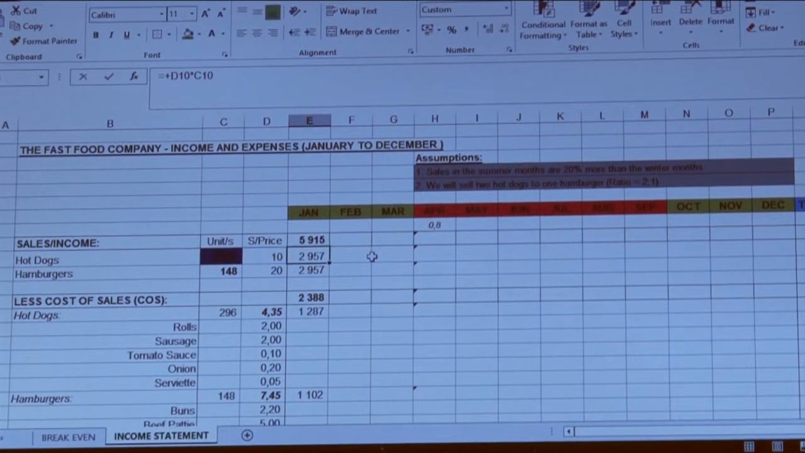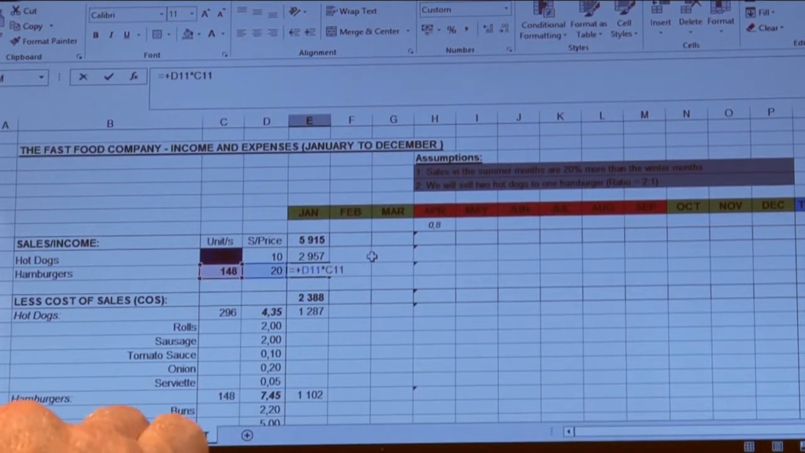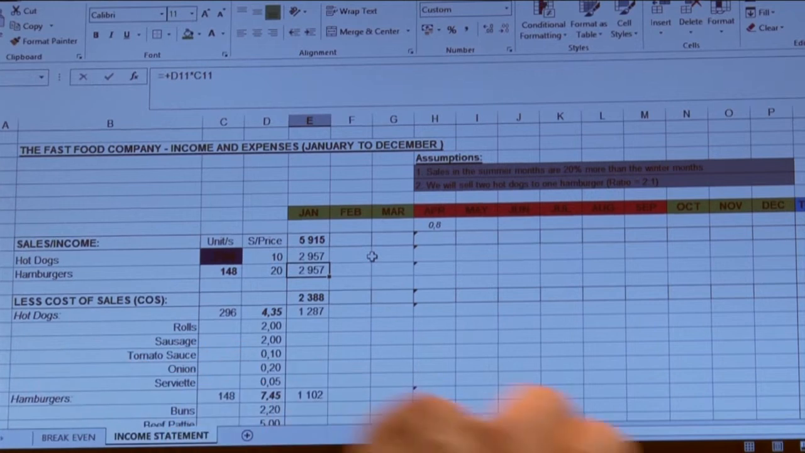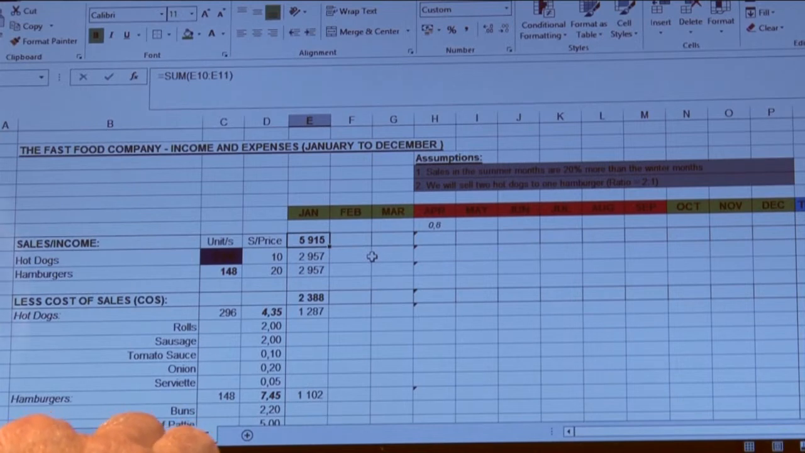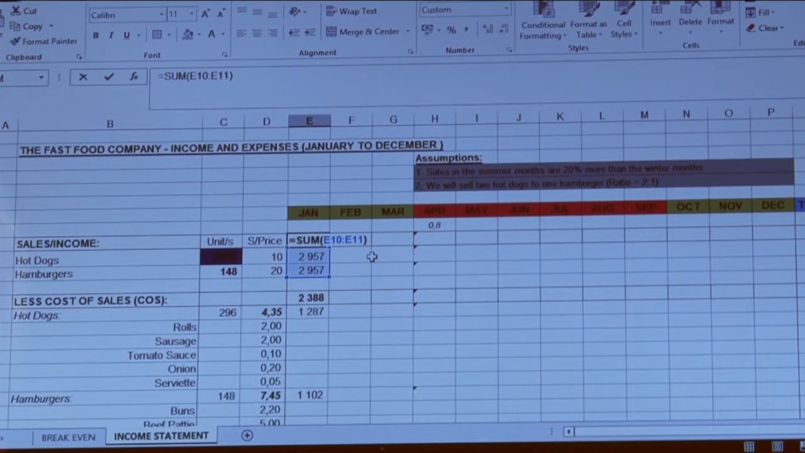The same applies to the hamburgers, of course. If you have a look here, you're selling the hamburgers at 20 Rand a hamburger, and you have to sell 148 to break even. Therefore, your sales of hamburgers equates to 2,960 Rand for the month of January. Okay, so have a look there. There's our sales figures coming through, and the total sales of the hot dogs and hamburgers added together comes to 5,915 for the month of January, just as an example.